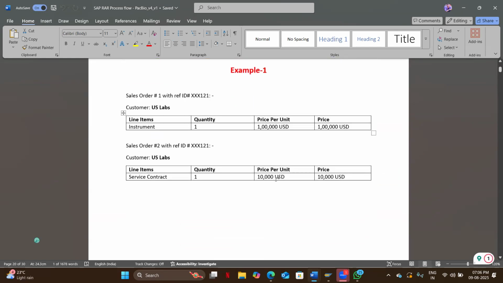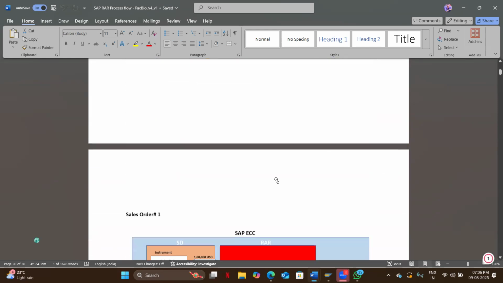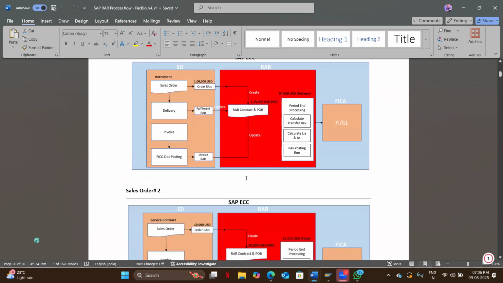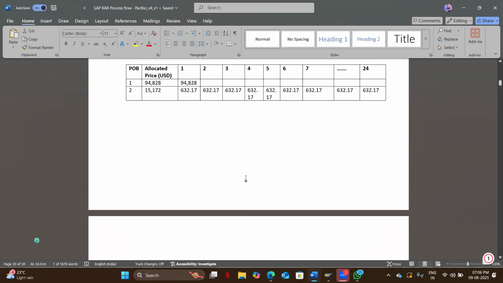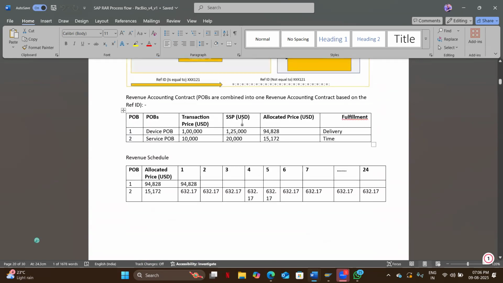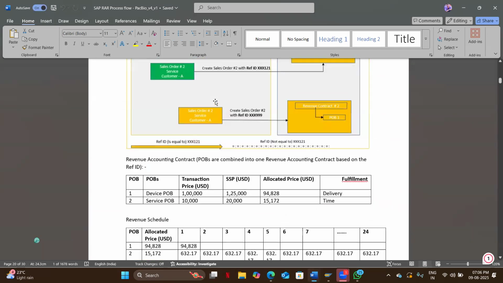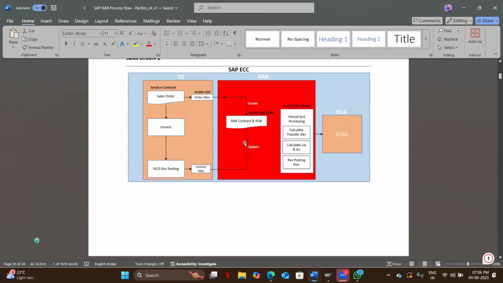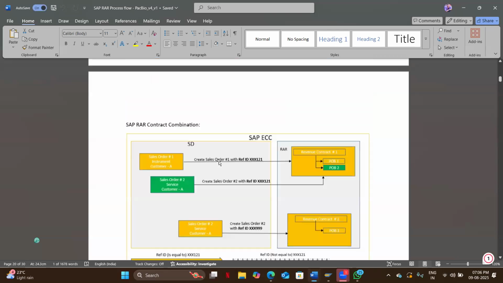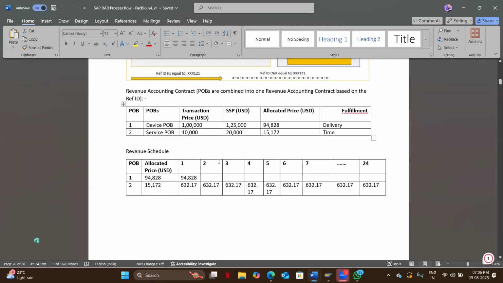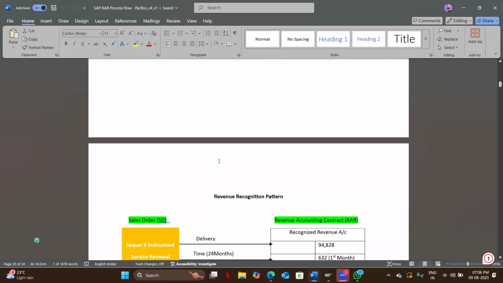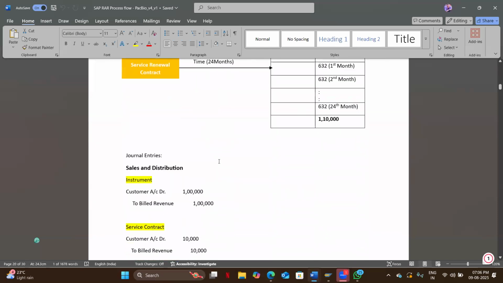Kasbhai, you watched that YouTube video, right? Yes, yes. So after that I start. In that class I explained how this scenario happens in SAP and RAR. So now we can discuss scenario-wise, and we have many types of examples.